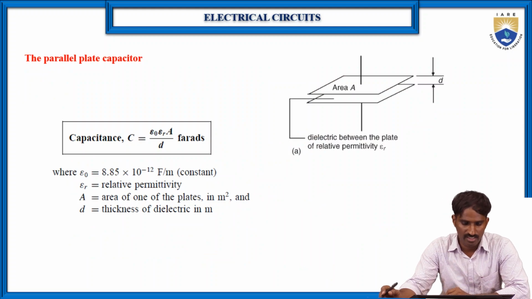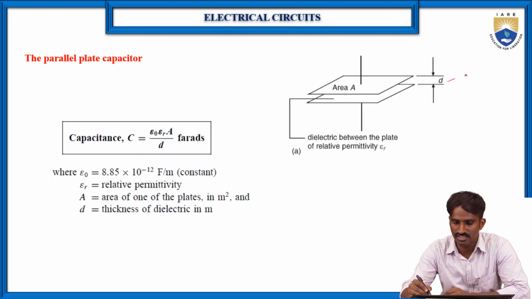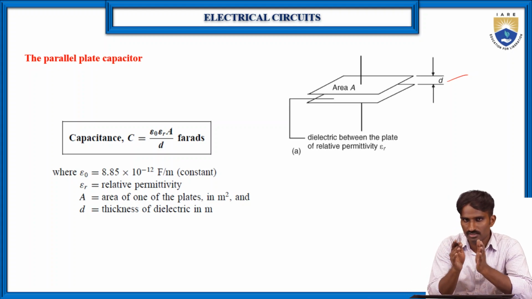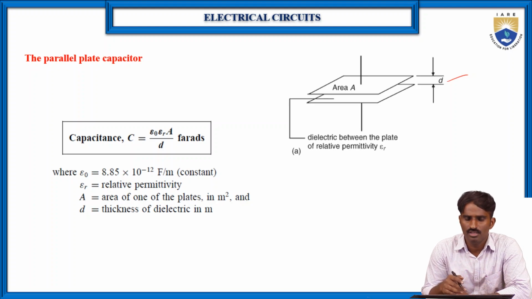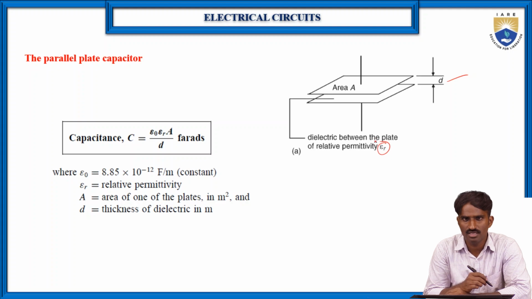Then the parallel plate capacitor. If you have two parallel plates, and the distance between the two parallel plates, let us consider it as D. As we know, the basic structure of a capacitor has two plates with opposite polarities, and in between them the two plates are separated by a dielectric material. So let us consider here the relative permittivity of that particular dielectric material as epsilon R.